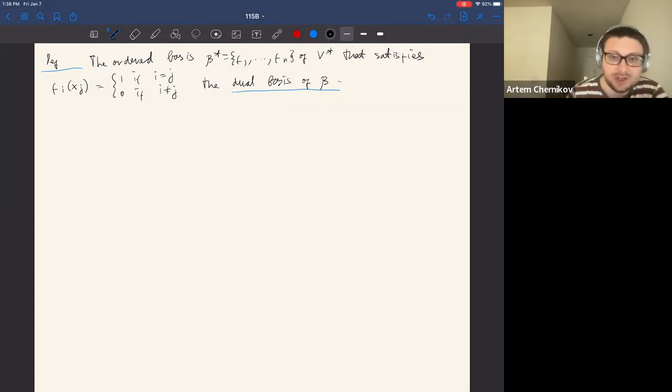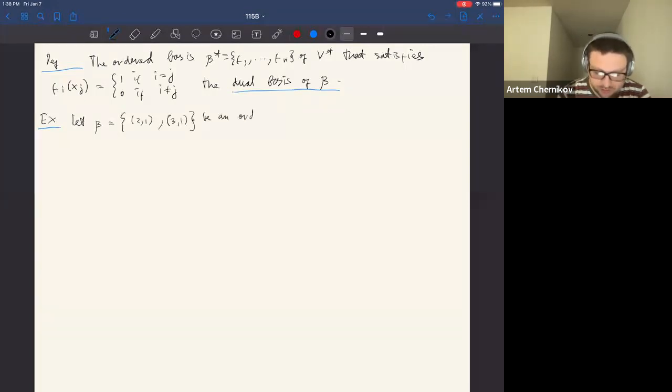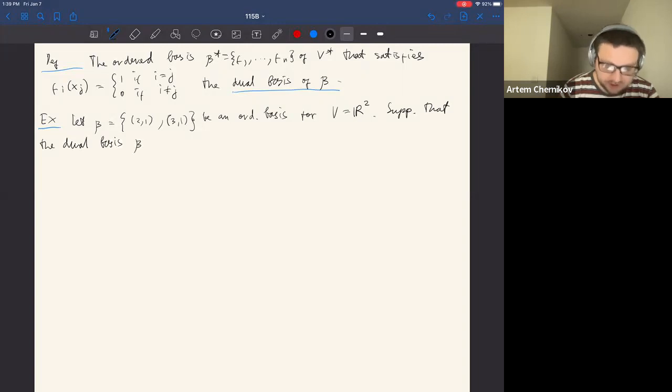All right, so let's consider a concrete example of this. Let beta be simply two vectors, (2, 1) and (3, 1). Okay, so let this be an ordered basis for the vector space V equal to R squared, okay? So a very nice vector space. And now suppose that the dual basis beta star is given by some vectors F1, F2. For now, we just denote them abstractly as F1, F2. And our task is to see how to determine the dual basis explicitly. So we want to determine the formula for Fi, or let's say for F1 first.